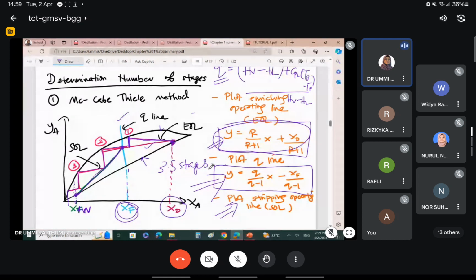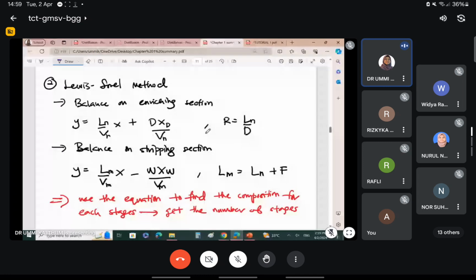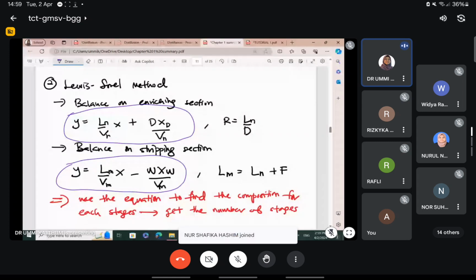Okay, so for Lewis Sorel ni sama juga. You kena generate the equation for enriching. So ini tadi kita dapatkan enriching punya equation and then stripping punya equation. Tapi untuk Lewis Sorel you have to calculate the composition of the liquid and the composition of the vapor untuk cari stages.